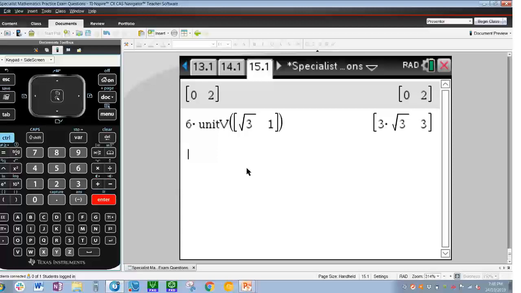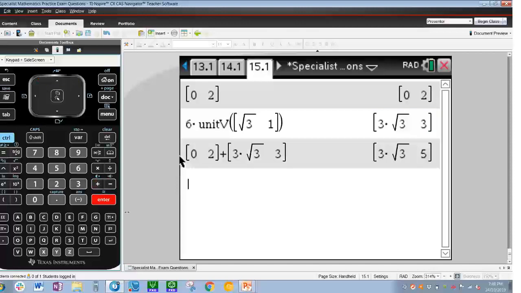We know that the net force is simply the two of these forces added together. So I'm going to press up a few times to get force 1, and press plus, press up, press enter again, and there we go. This is our final force.